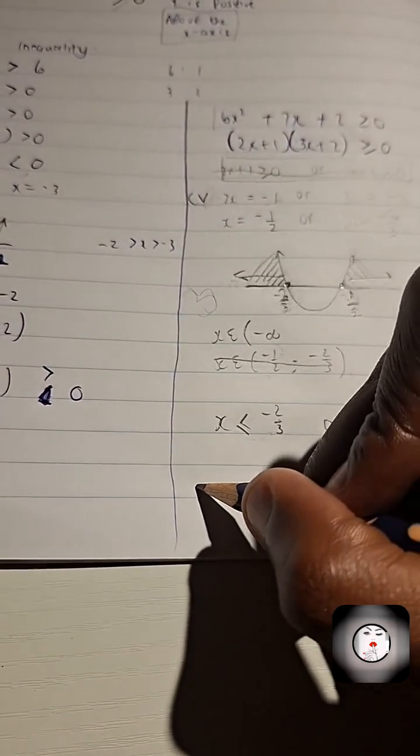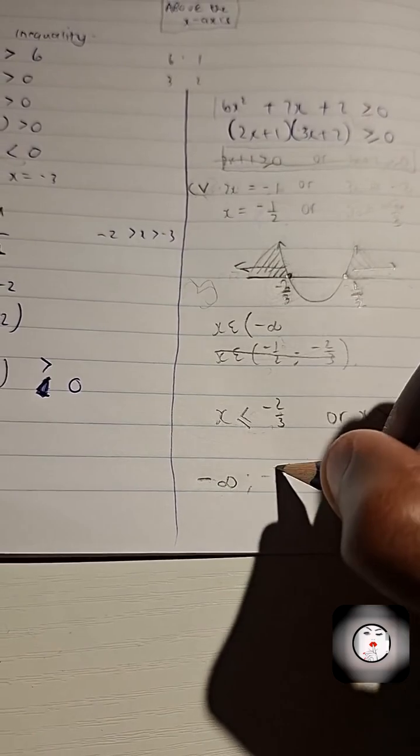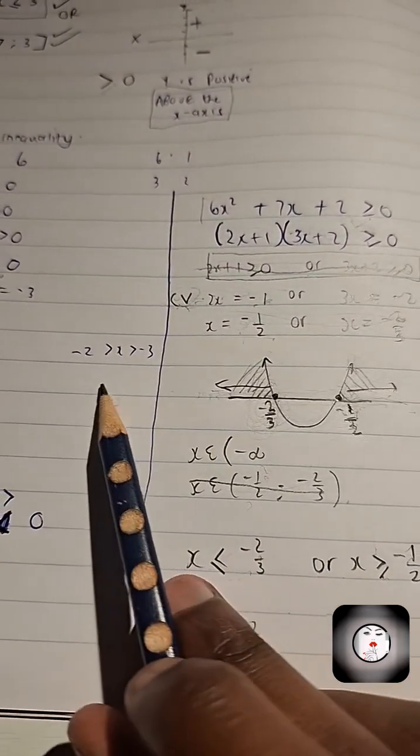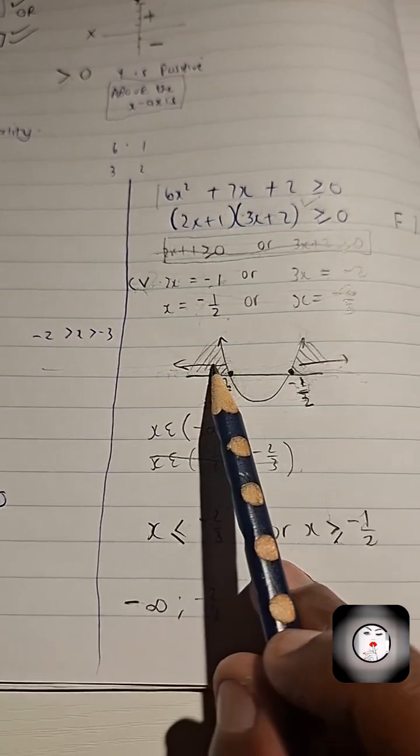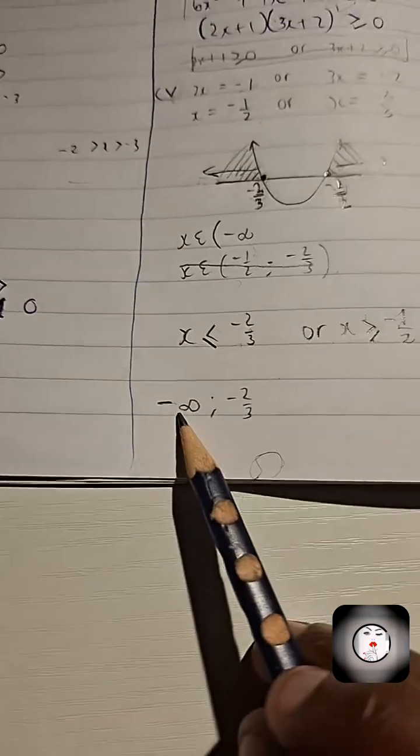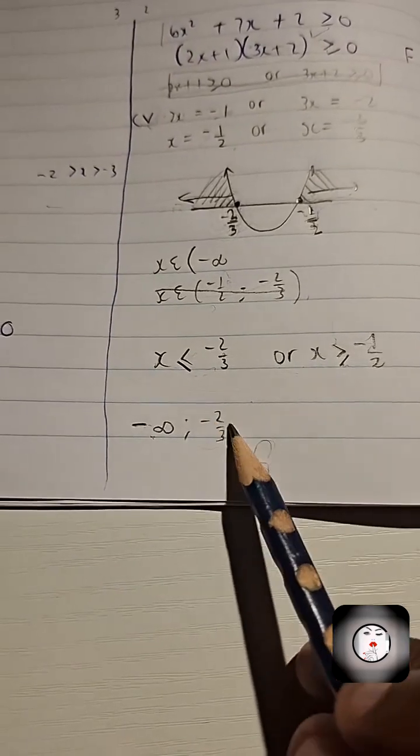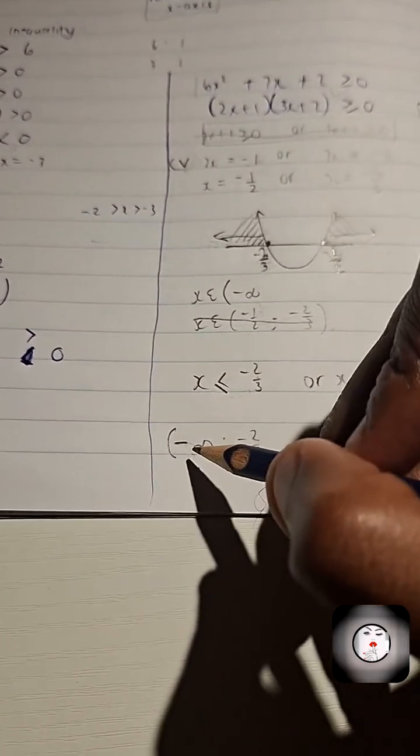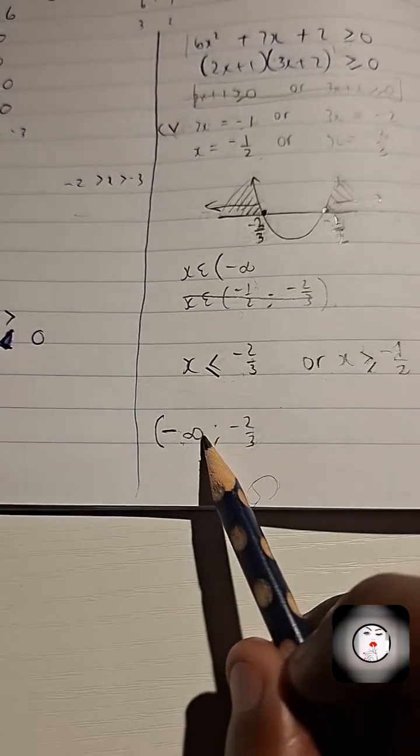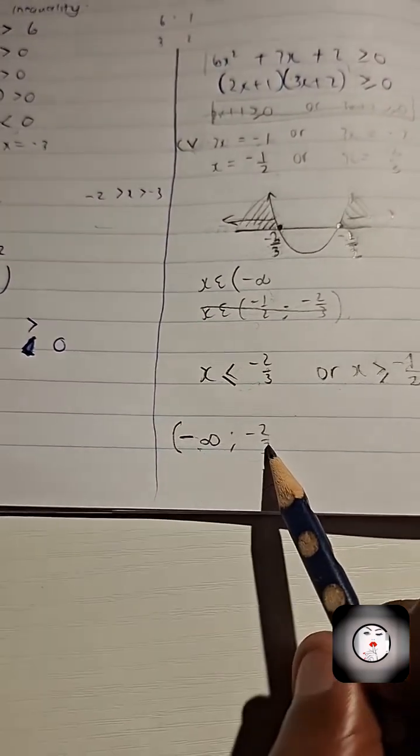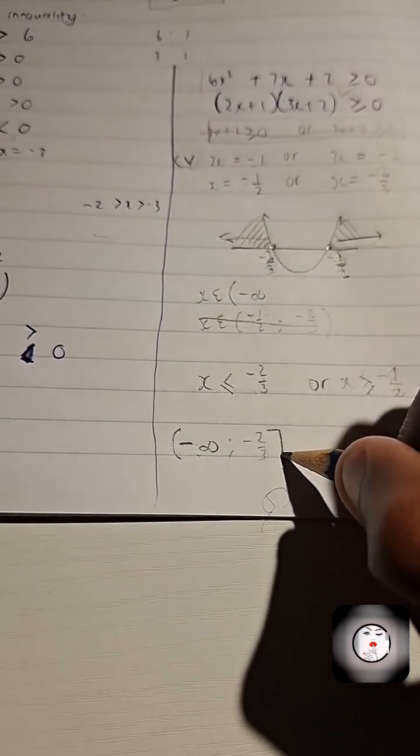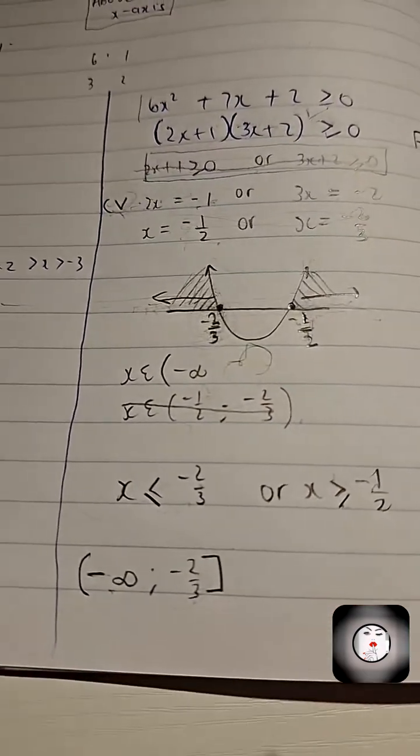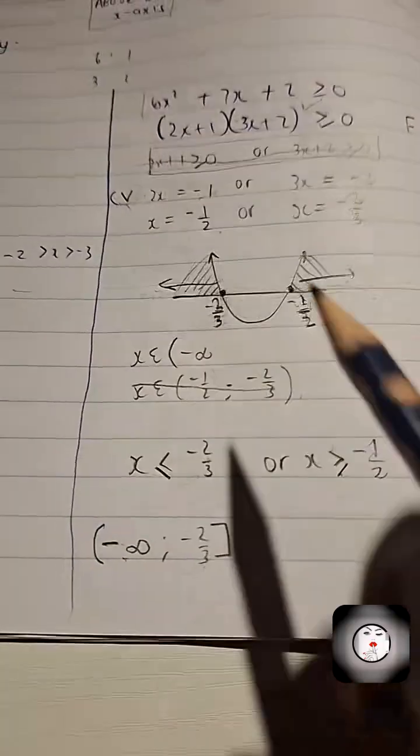Or you could say from negative infinity to negative 2 over 3. On this side, we are coming from negative infinity, to negative 2 over 3. We open the bracket at negative infinity, because negative infinity is not a number. It's a concept that shows numbers go on forever in the negative direction. But we close the bracket at negative 2 over 3 because we include negative 2 over 3 as part of our answer.